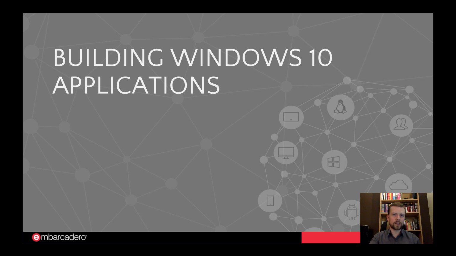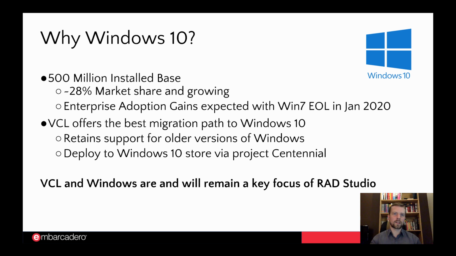Now I'd like to have a quick look at Windows 10 applications. So Windows 10 has a 500 million user install base, and it is greatly expected to grow. And the VCL, which is our native Windows control library, offers the best migration path to Windows 10. It retains support for older versions of Windows. We always focus very heavily on both introducing new features that are what your users need, but retaining backwards compatibility. And you can deploy to the Windows 10 store via Project Centennial, the desktop bridge.